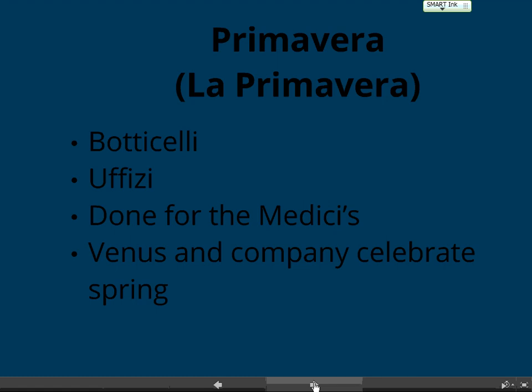Botticelli is our artist. It's found in the, remember how to say this? Uffizi Museum. The Z sounds like a T. Feels good. Uffizi. And again, look who it was done for. The Medici's. Oh my God, the Medici's. Wouldn't you love to have been in their home? Goodness gracious. Just one of their houses. Yeah, done for the Medici's. And the painting is showing us Venus and her company celebrating springtime, and we're going to look at it here in just a minute.